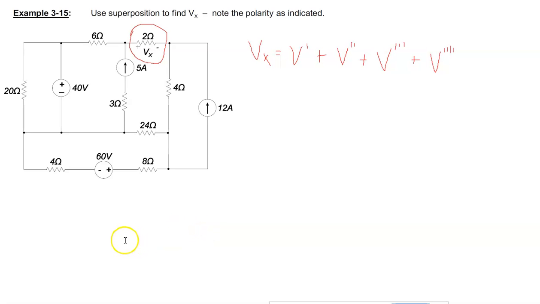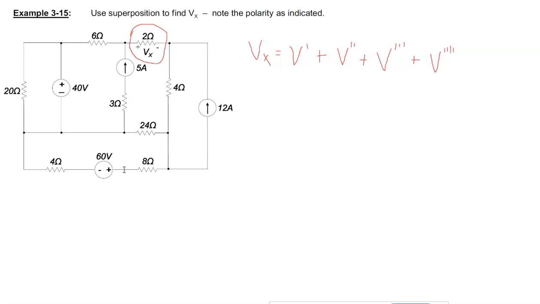Okay, so from the point of view now of superposition, we want to find the voltage drop across the 2 ohm resistor, and it has a contribution from each of the 4 sources. So what we want to do is analyze the circuit from the point of view of each of the 4 sources, which means we have to do it 4 times.